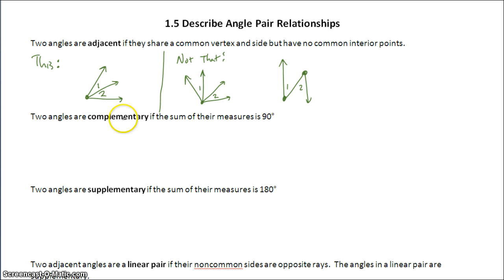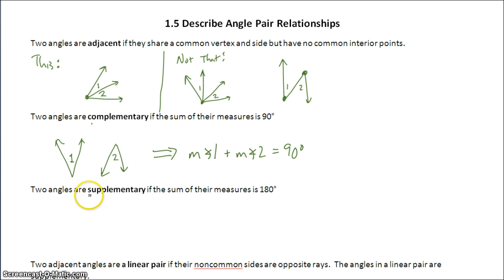Our second definition is complementary. Two angles are complementary if, when I add their measures together, I get for an answer 90 degrees. So if I take angle 1 and I find its measure and I add it to angle 2, if I get 90 degrees, then those angles will be complementary. The measure of angle 1 plus the measure of angle 2, their sum equals 90 degrees.